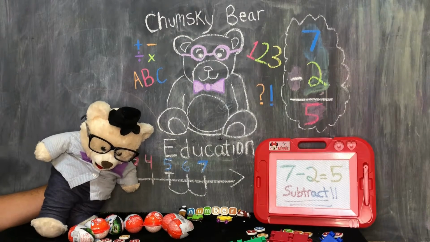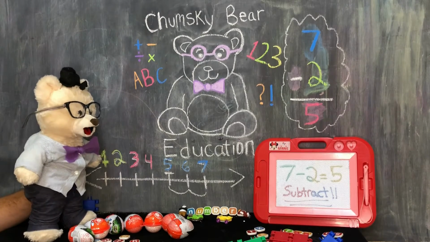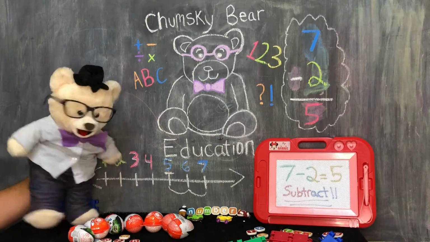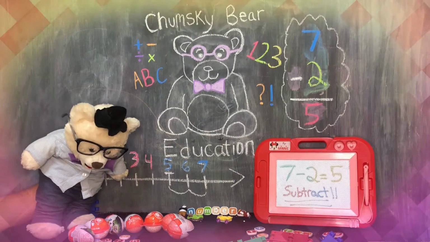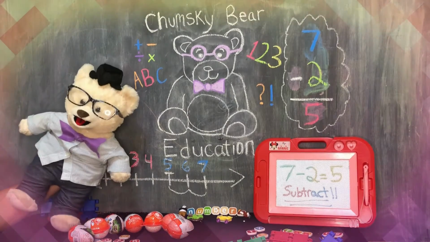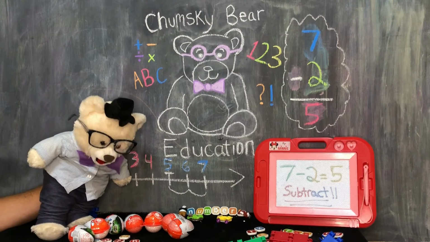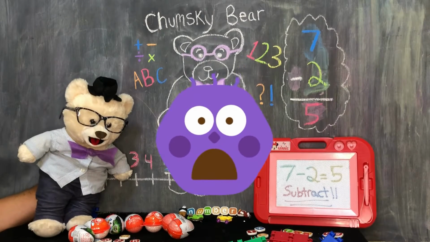Chumsky, what's wrong? Do you see all these numbers on the blackboard and you don't want to learn about math today? No, that's not it. You like learning about math. So what's wrong? Uh-oh. You ate all those chocolate eggs from our adding video? Oh no. Chumsky, that's way too many chocolate eggs. You can't eat all of those.